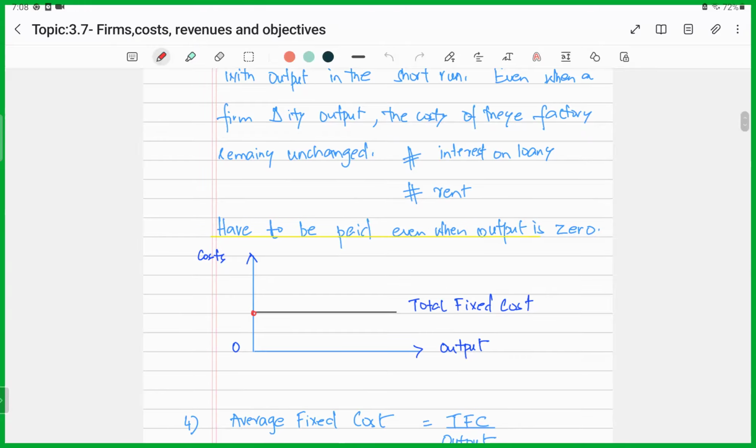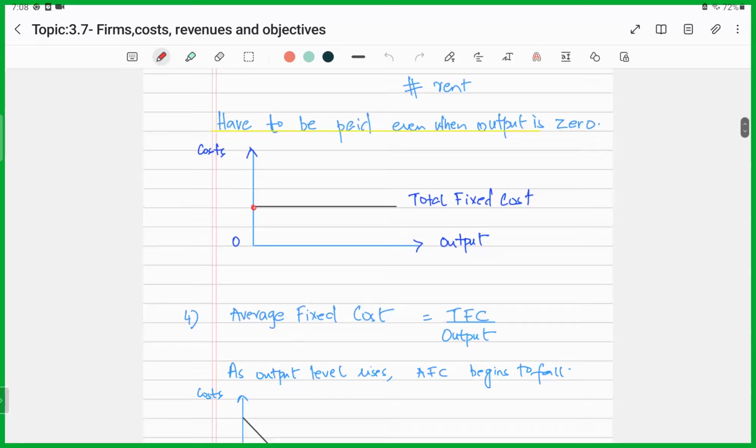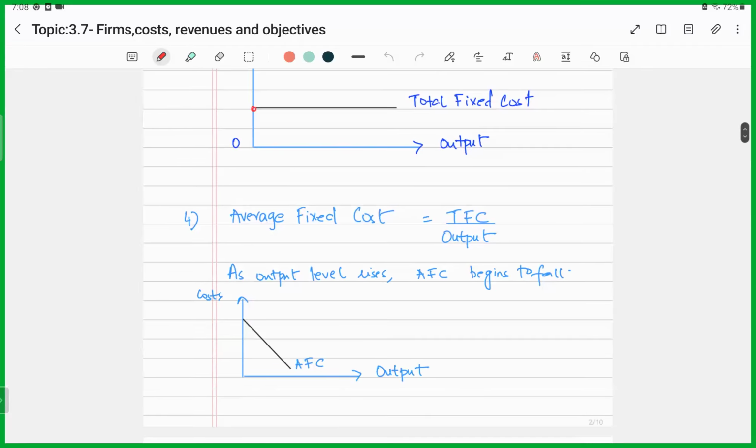Average fixed cost, how would we calculate that? When we divide the total fixed cost by the level of output. Now, what happens to average fixed cost? As the level of output rises, the average fixed cost begins to fall because the fixed cost was fixed. So, with the increase in output level, the per unit fixed cost falls. That is why it's a downward sloping curve.